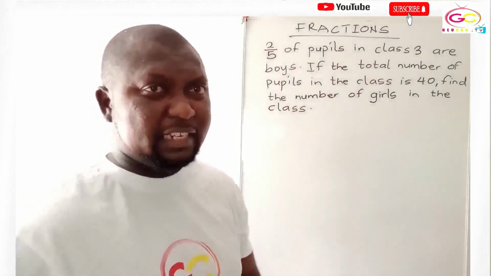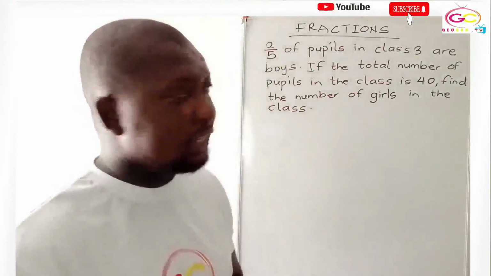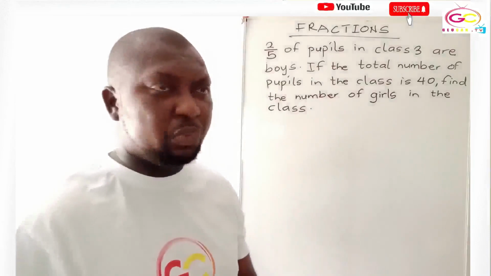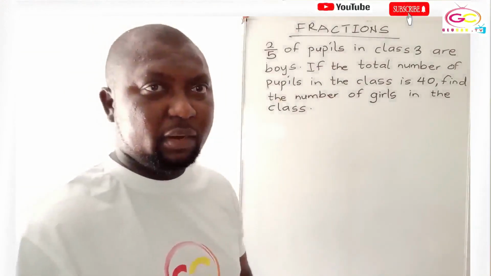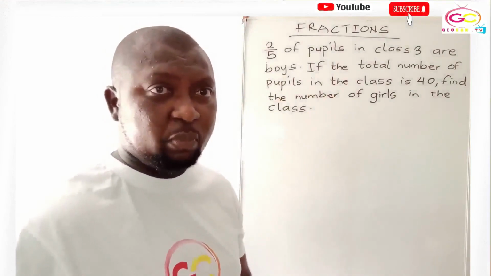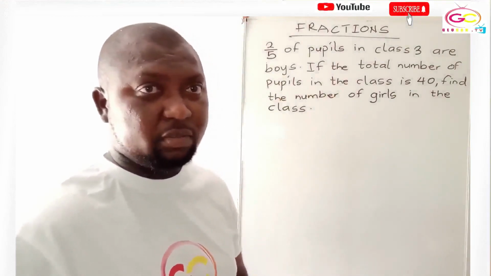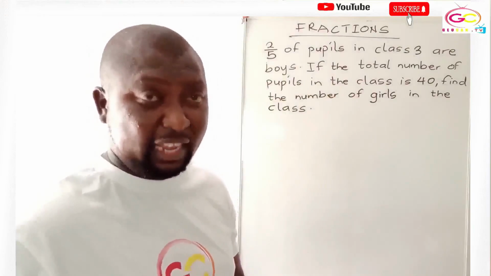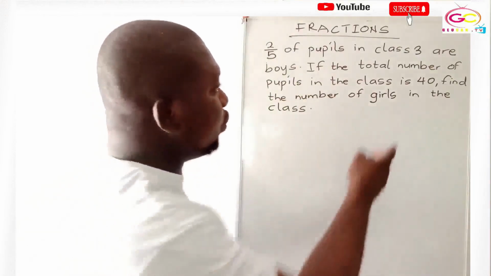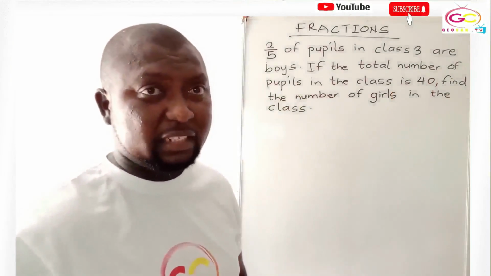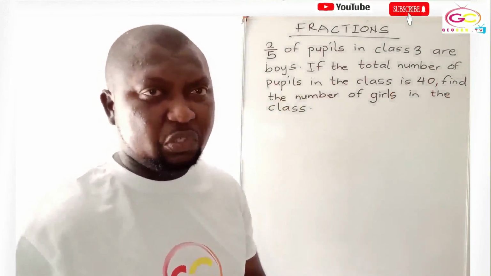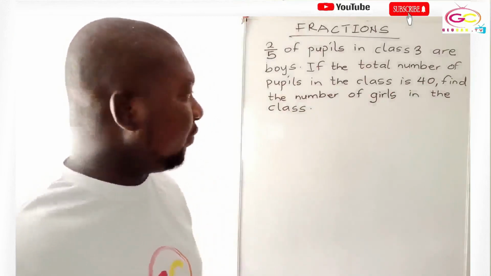Fantastic. And in the second method, this is what we are going to do. We are going to find the fraction of the pupils which are girls in the class. Then we use that fraction to multiply the total number of pupils in the class. And let's see what the results will give us. So let's tackle the first one.